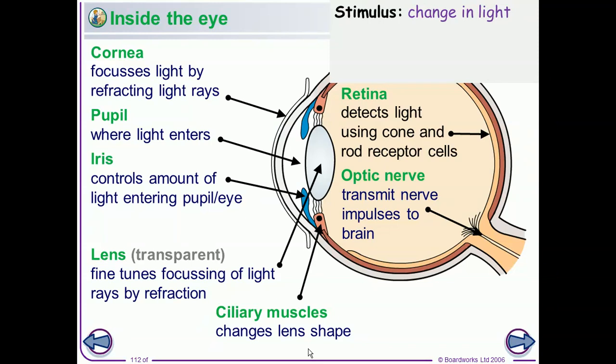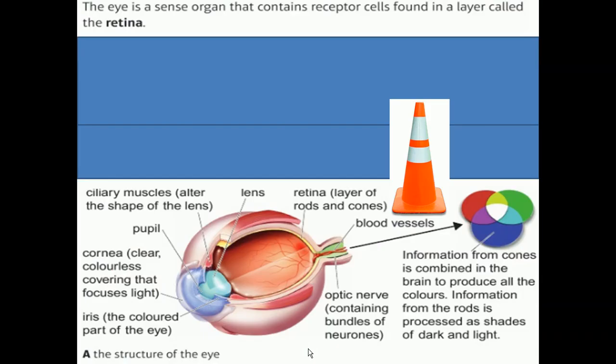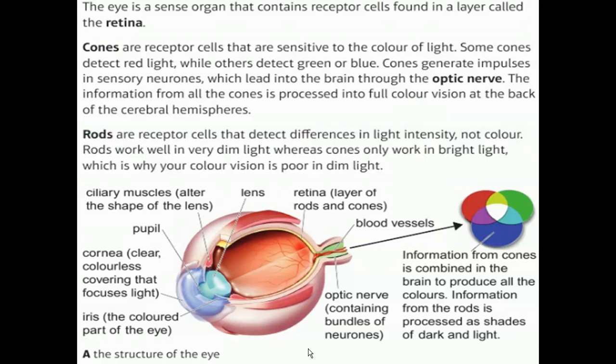Another example is if there's a change in light. So that would be the stimulus, the change in the environment that happens. And you detect it using the sense organ eye, and in the eye there'd be receptor cells that detect it. And we've actually mentioned the names of the receptor cells, cones and rods. So cones, as we said earlier, because cones are colored, they detect color, and rods detect light intensity. So that's one way to remember it. Notice that you do not need to know the names of receptor cells for all the other organs. The only ones you need to know the names of are in the eye.